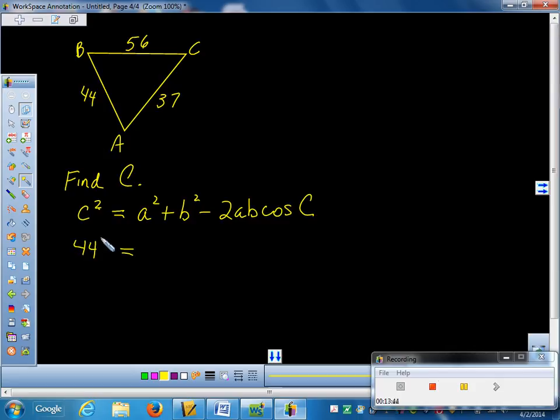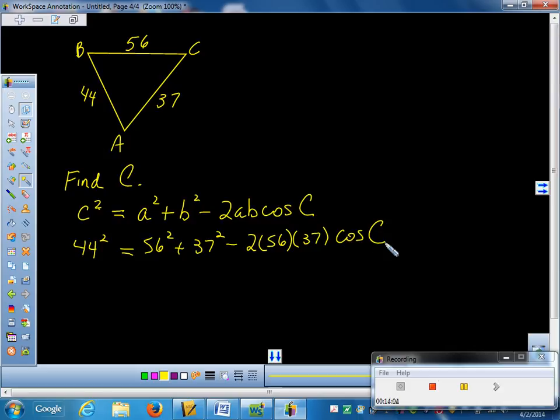C is 44 squared. You don't need to work those out. You don't need to square those by hand. Don't do it. Not worth your time and trouble. A is 56 squared. B is 37 squared. So I'd have 2 times 56 times 37. Same numbers. And cosine of angle C.